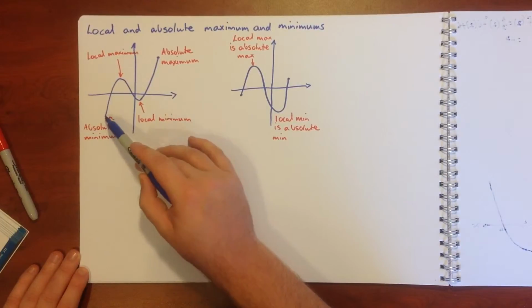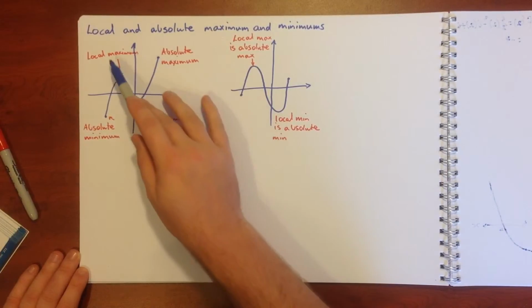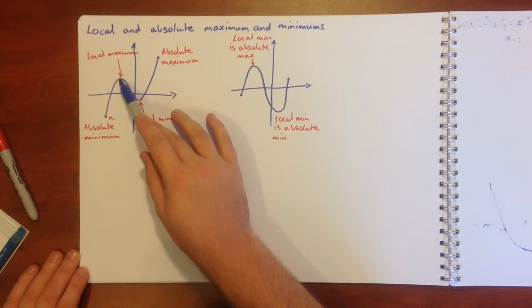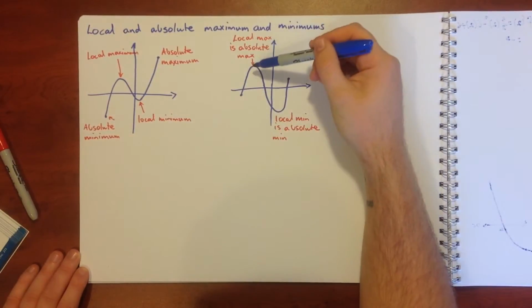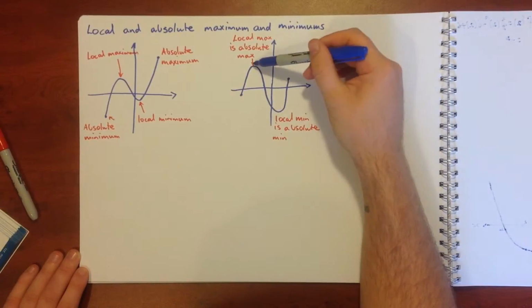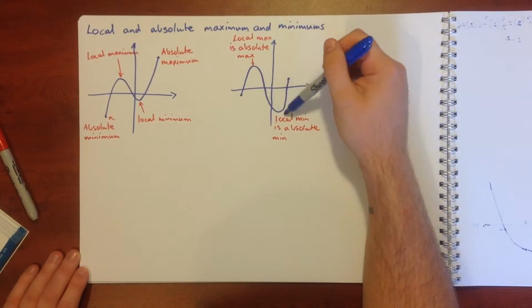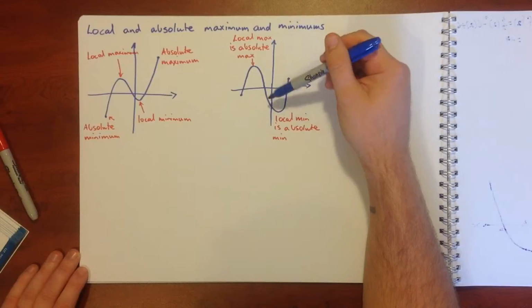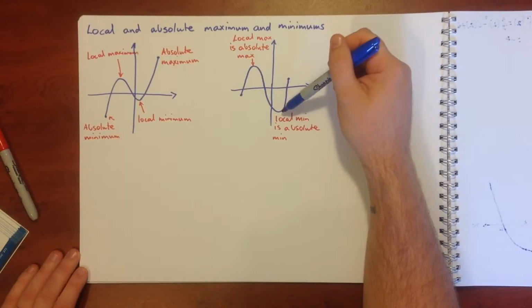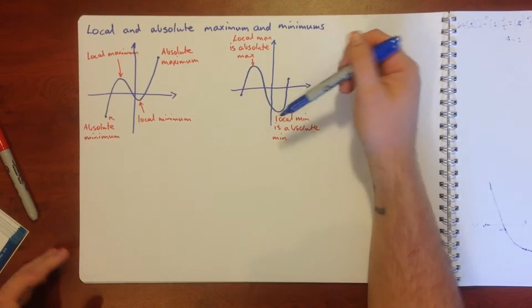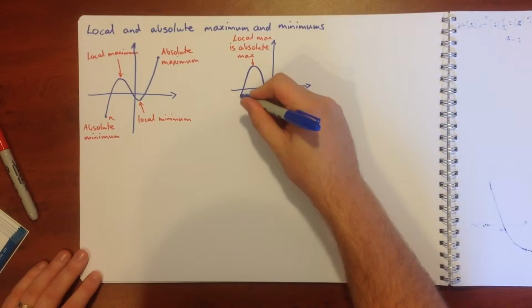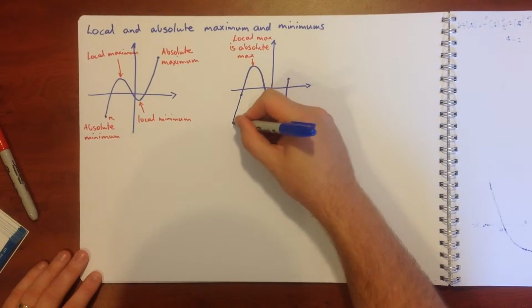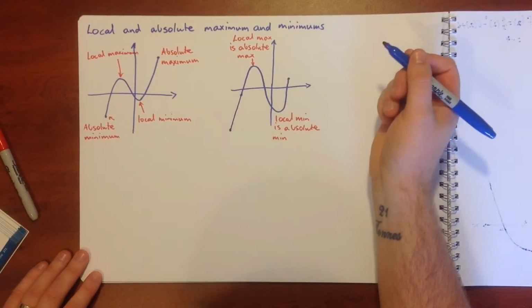We've got an absolute minimum and an absolute maximum, which means our turning points are a local maximum and a local minimum. However, we can also have cases where our local maximum and minimum turning points are actually our absolute maximums and absolute minimums as well. So there's a couple of different types. Or it could be 1 and 1. This could come down further, down here.